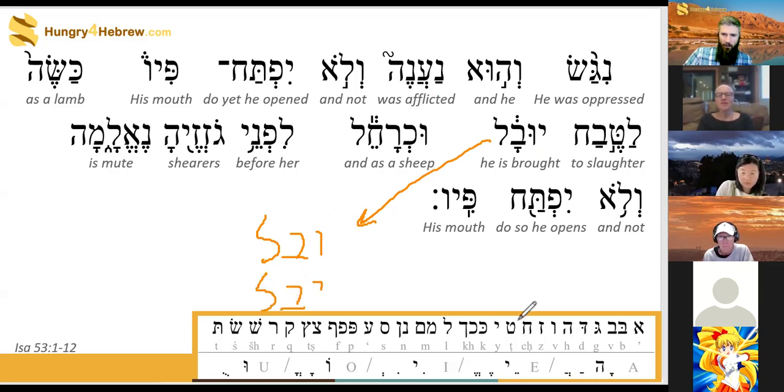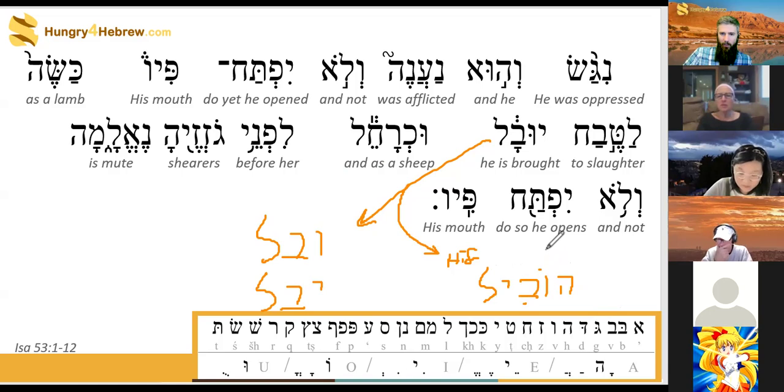What would the hifil look like? Lehovil. Hovil. Very good. So here you get to see the original vav bet lamed. And here the vav combines with the oo sound of hufal or hofal, yuval. He was brought, or he will be brought, or he is brought, like a lamb, ka-seh la-tevach.